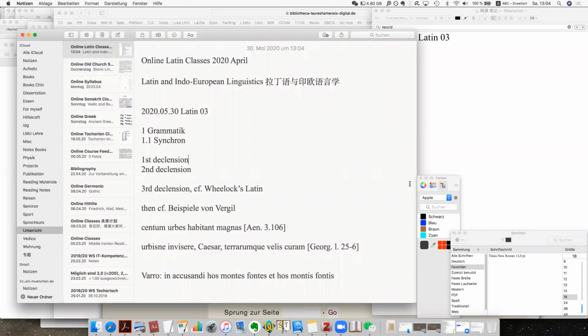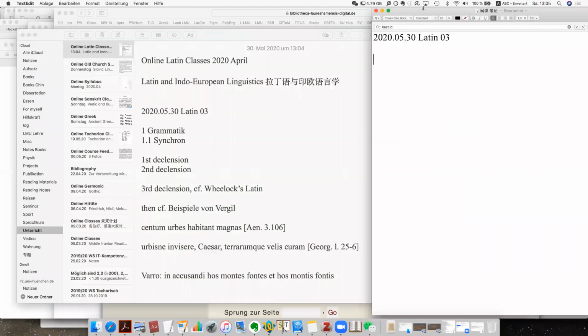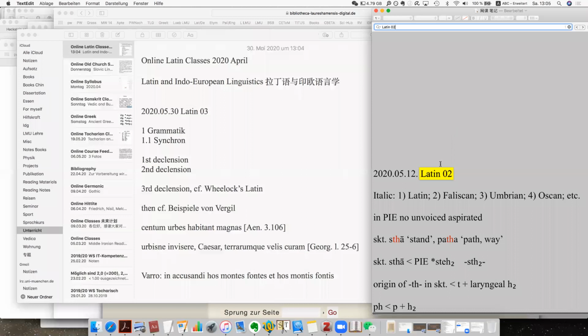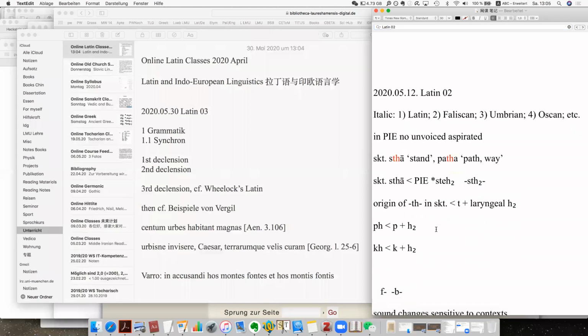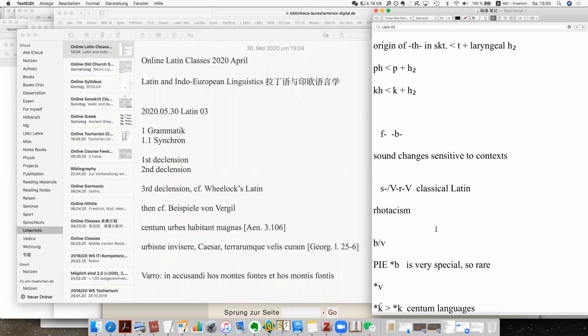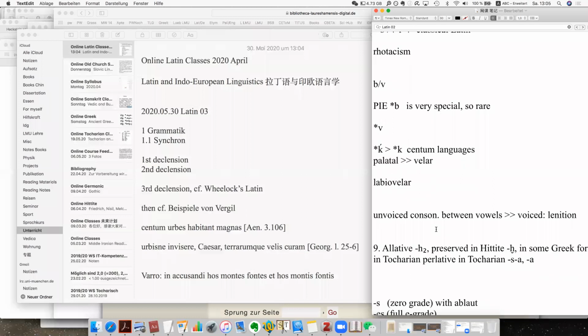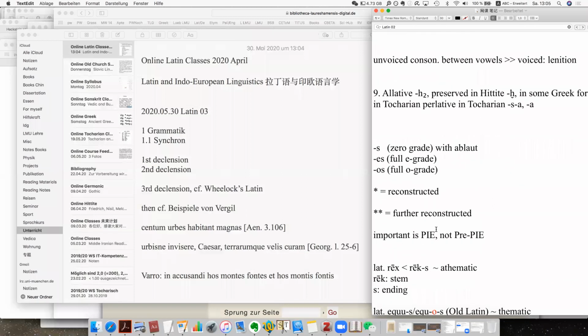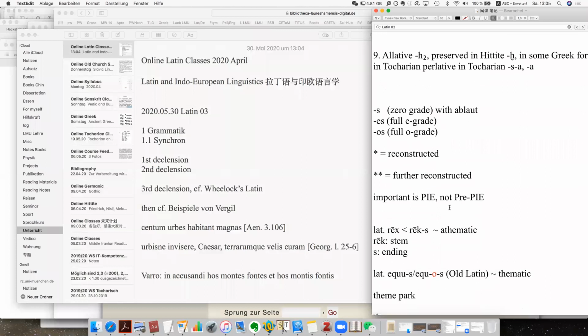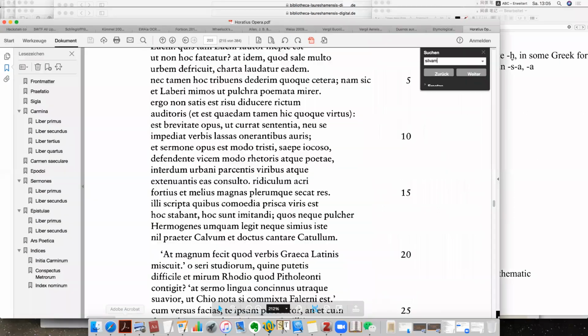Okay. I actually already forgot what we talked about last time, but we can take a look together. Last time we talked about the cases, right? The cases in the grammar.